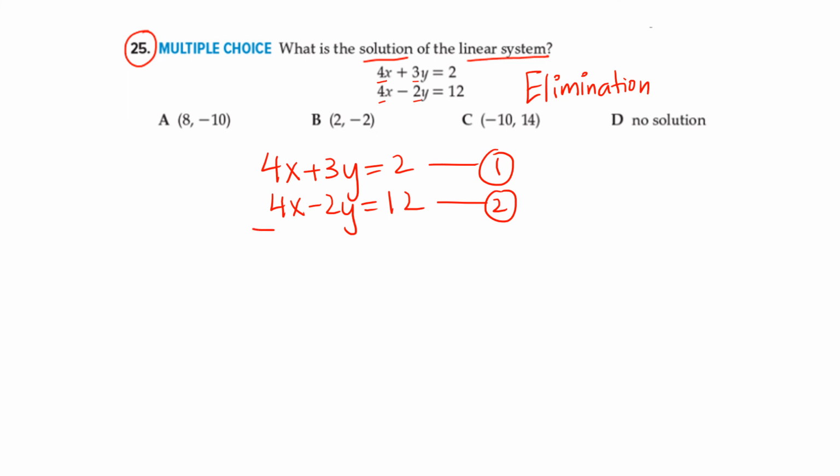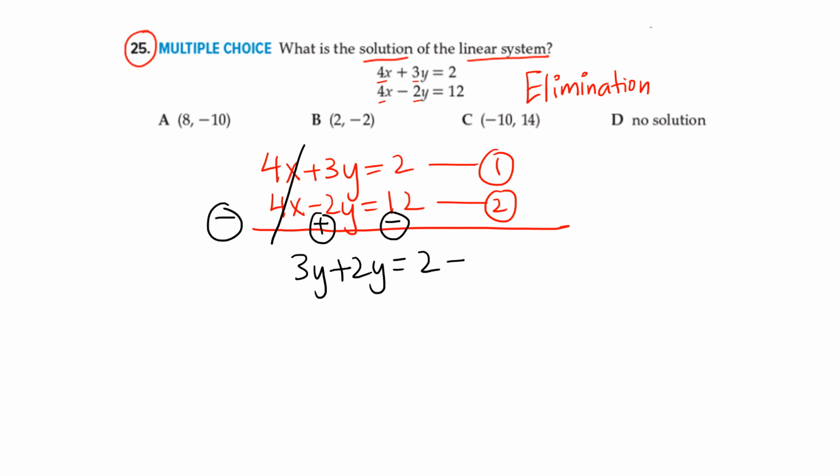Now, in order to remove x, it's very easy to observe that I have to subtract the equations. And when I subtract, the one which is getting subtracted changes sign. So minus of 4x was plus, it becomes minus. 2y was minus, it becomes plus, and this was plus, it becomes minus. So x is removed, and we are having 3y plus 2y is 2 minus 12. So this is 5y is equal to minus 10, or y is minus 2.